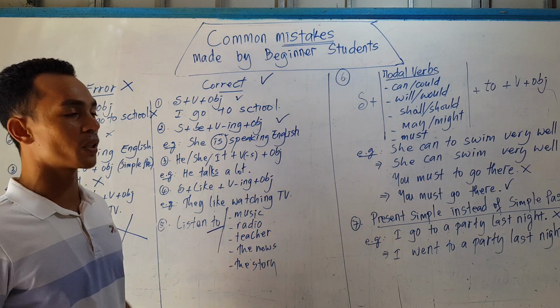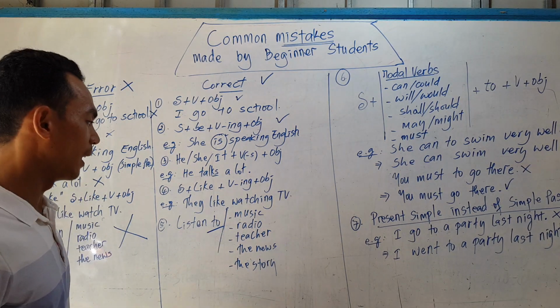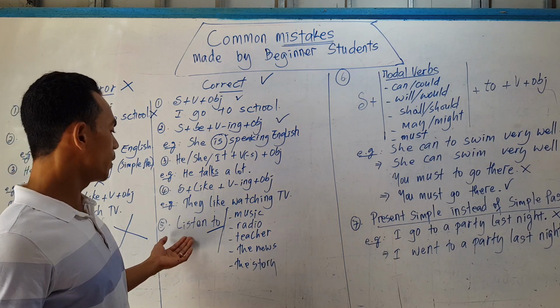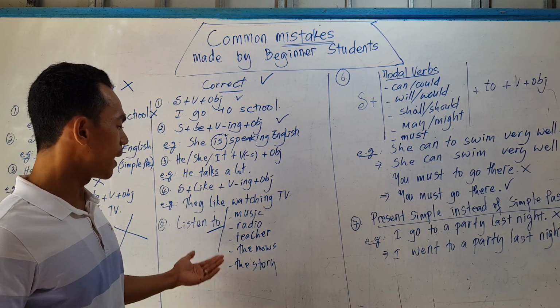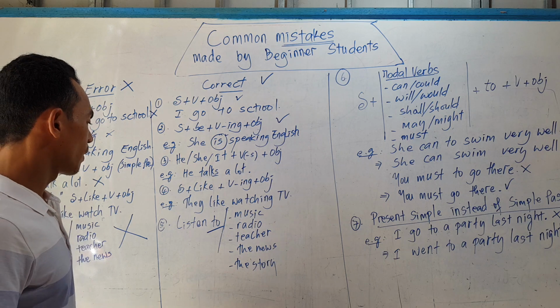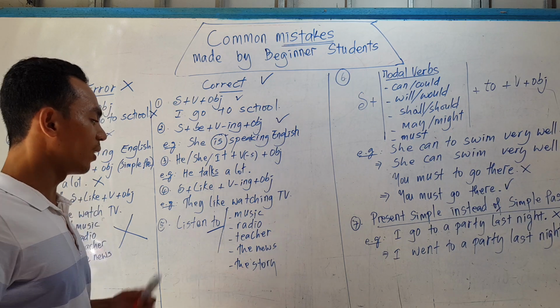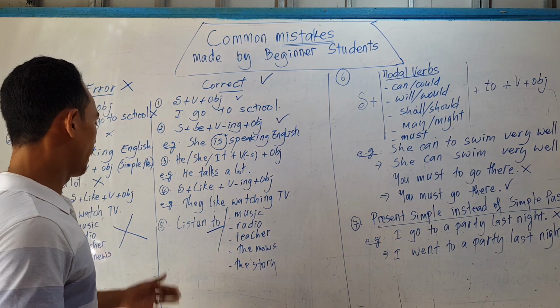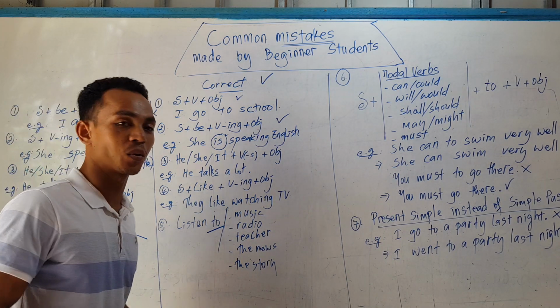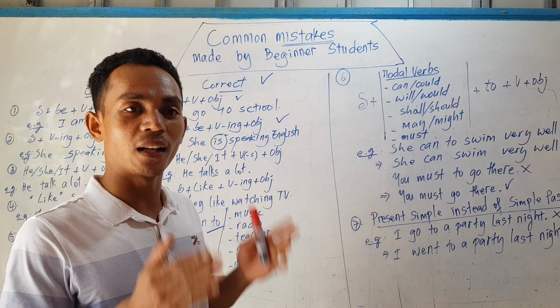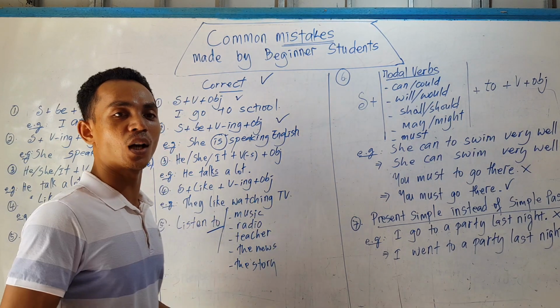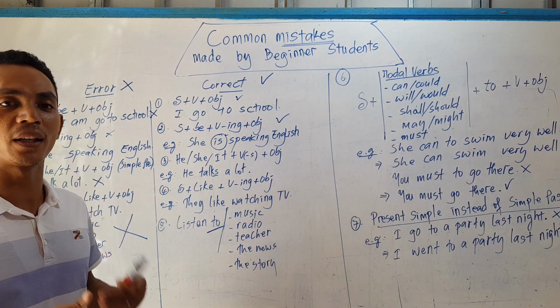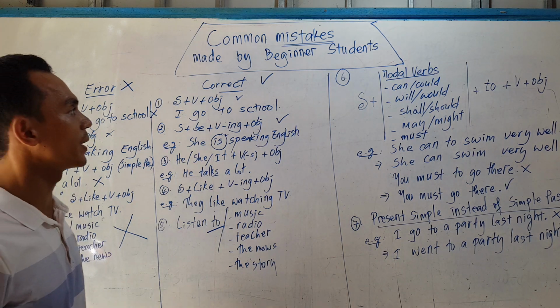Example, listen to music. I listen to music. I listen to the radio. We students must listen to the teacher. My parents like listening to the news in the mornings, and at night I like listening to the stories, right? Don't forget, listen to, not listen something, but listen to something, listen to somebody.